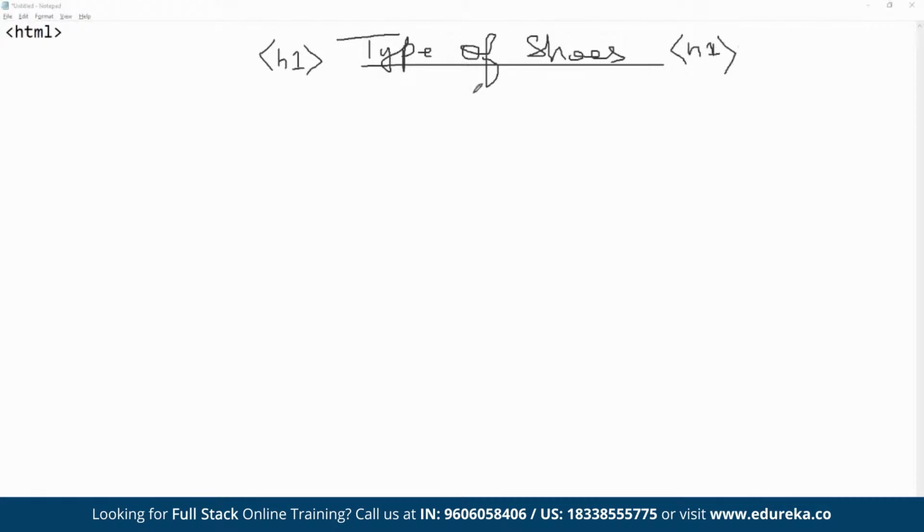Now let's suppose here we are segregating the entire type of shoes into two different categories. We have one for, suppose, men's shoes, shoes for men, and then we have defined shoes for women.